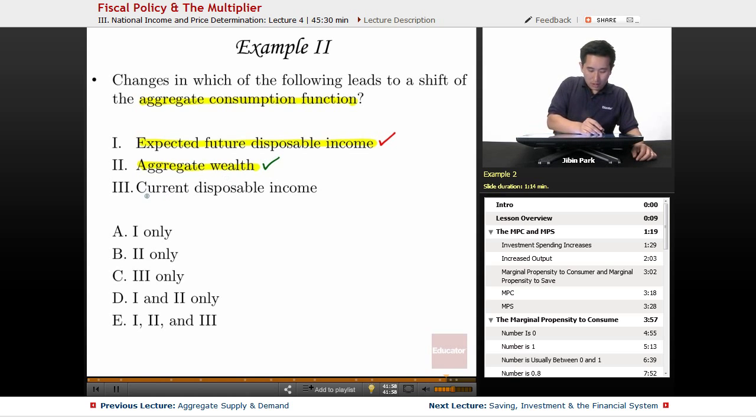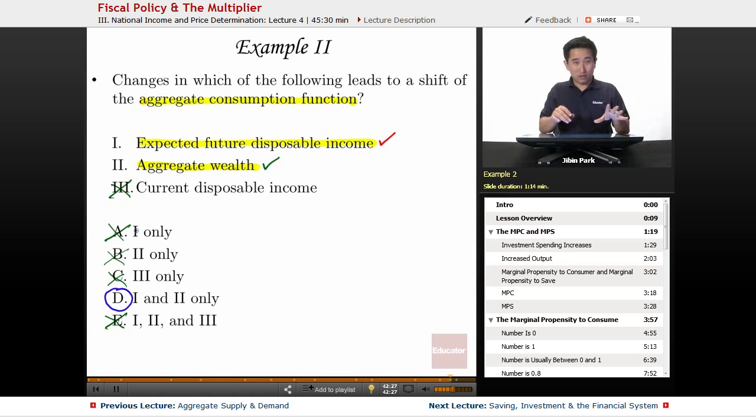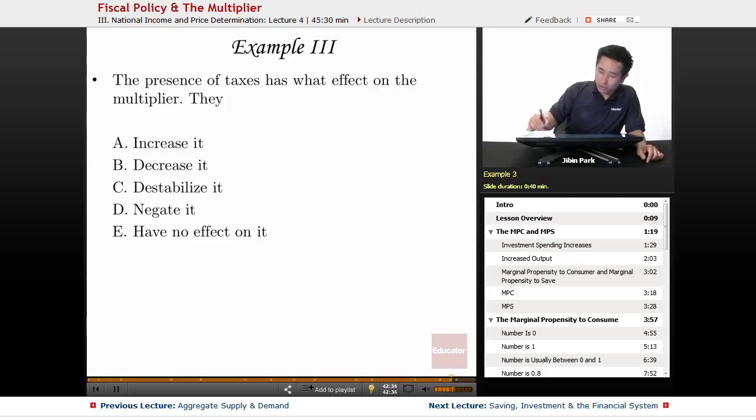Okay. What about current disposable income? Sounds like it might be correct, but it's not going to change the consumption function. It's just going to be a change within the same function. So this is actually incorrect here. So the answer is 1 and 2. This is incorrect, incorrect, incorrect, incorrect. And so the correct answer is D. For these, once you find the correct answer, you can circle it. But sometimes I want to make sure that each of these answers are incorrect before marking the correct answer. Okay, example number 3.